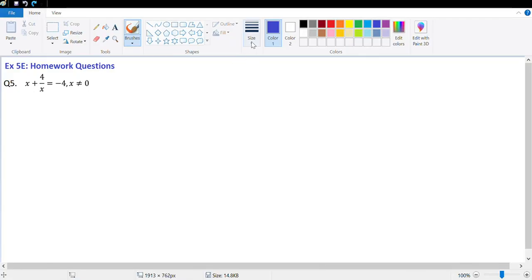Hi guys, let's look at the homework questions of exercise 5e. We are on the chapter Quadratic Equation. Before we look at the questions, let's revise the concept that we've done.